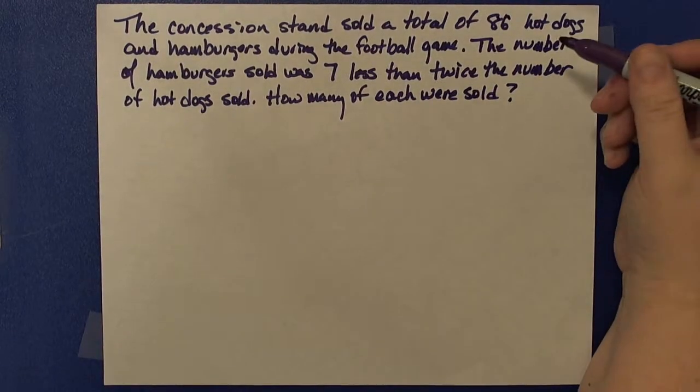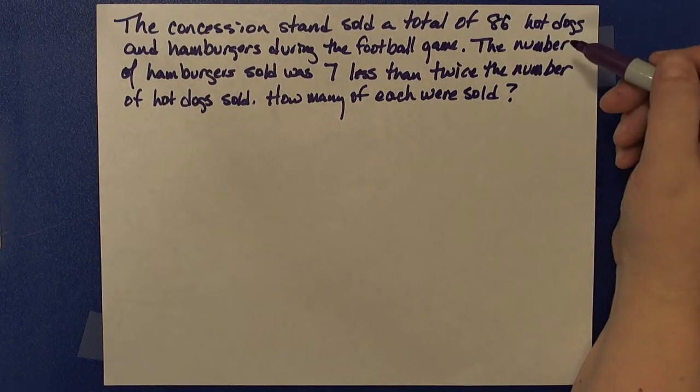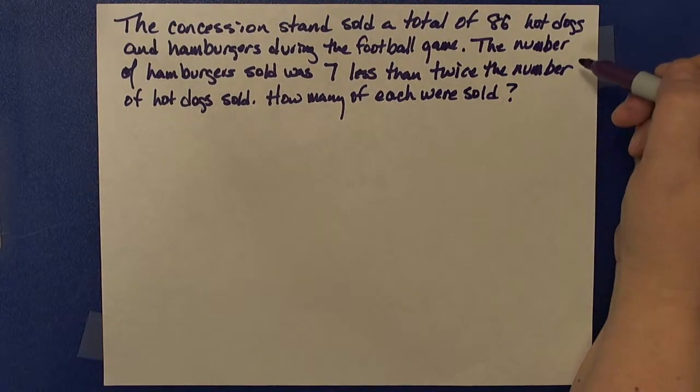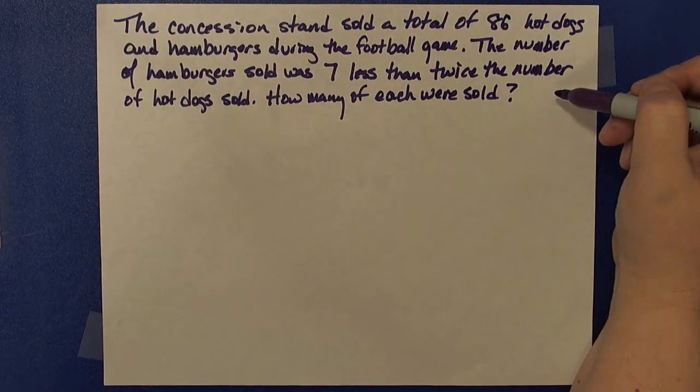This problem reads that the concession stand sold a total of 86 hot dogs and hamburgers during the football game. The number of hamburgers sold was 7 less than twice the number of hot dogs sold. How many of each were sold?